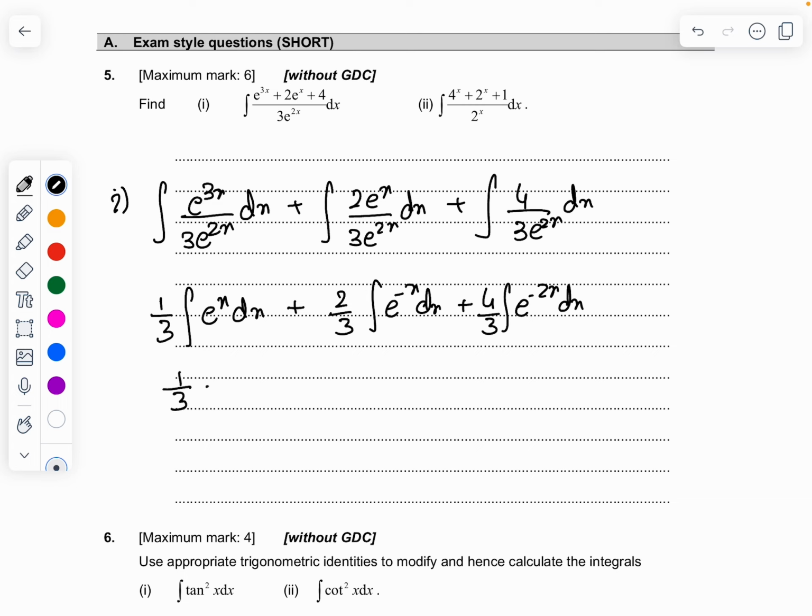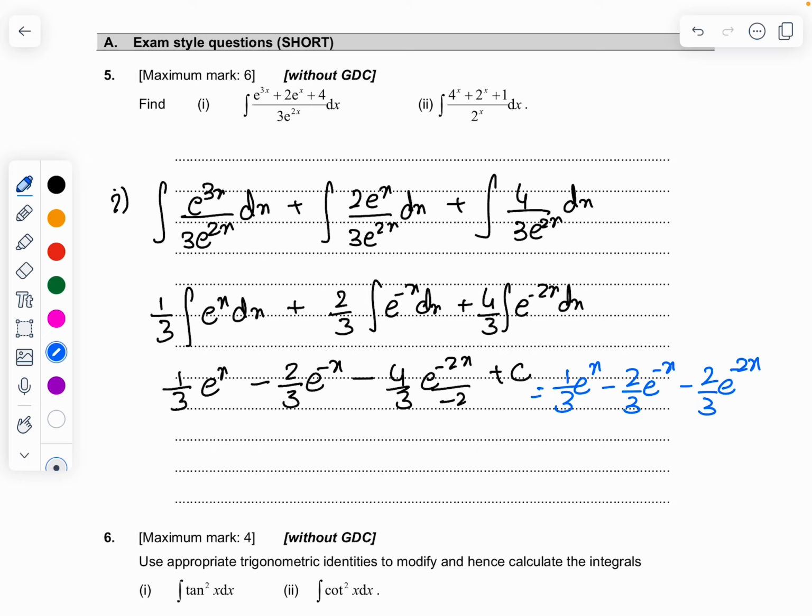So it will become 1 upon 3 e power x minus 2 upon 3 e power minus x, then minus 4 upon 3 e power negative 2x divided by negative 2 plus c. So my final answer is going to be 1 upon 3 e power x minus 2 upon 3 e power negative x minus 2 upon 3 e power negative 2x plus c.